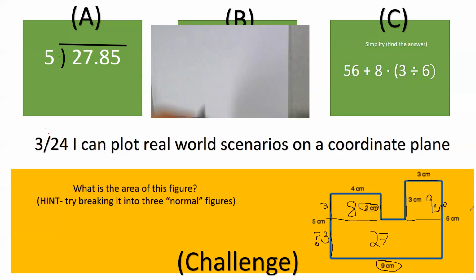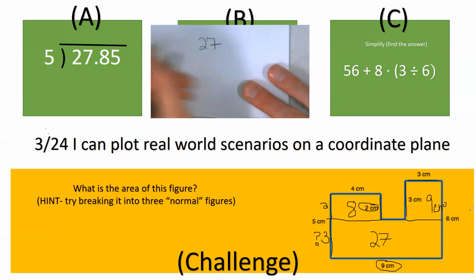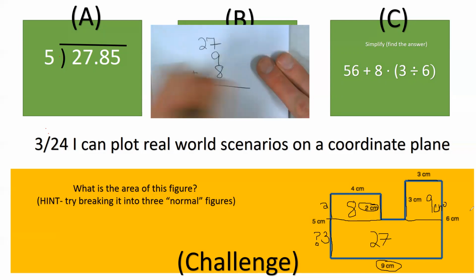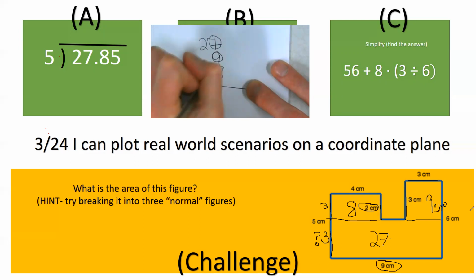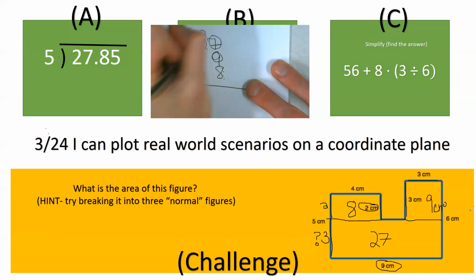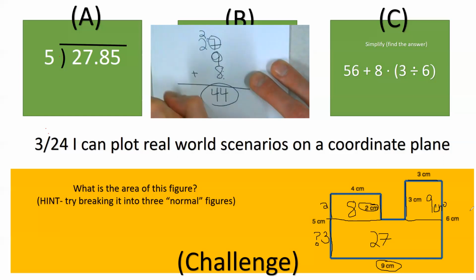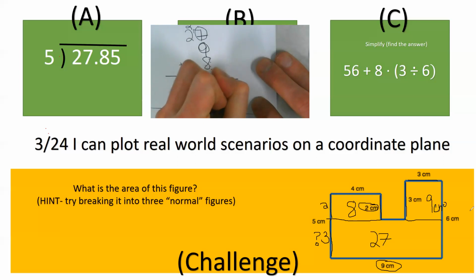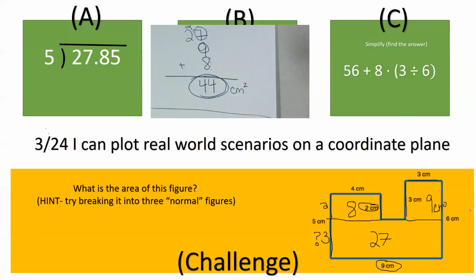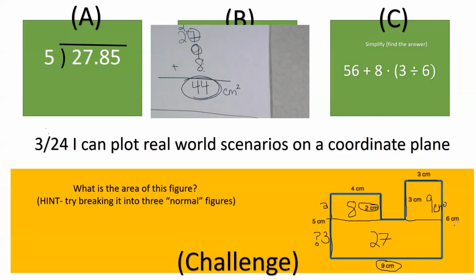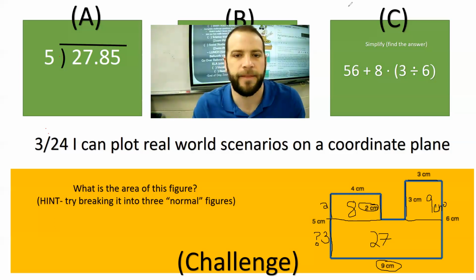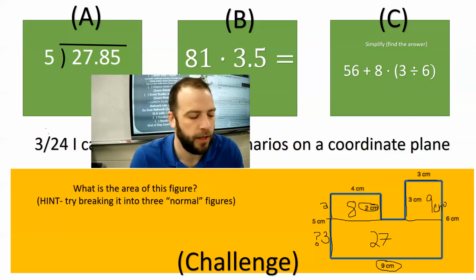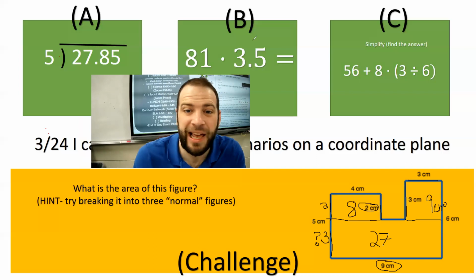So now all I have to do, 27 plus 9 plus 8. That will give me my answer. 16, 17, 18, 19, 20, 21, 22, 23, 24. And remember, it's a 2-dimensional flat area and it's centimeters. So 44 squared centimeters, or centimeters squared. All right, that will do it for our challenge questions. Now, let's jump into our actual lesson.